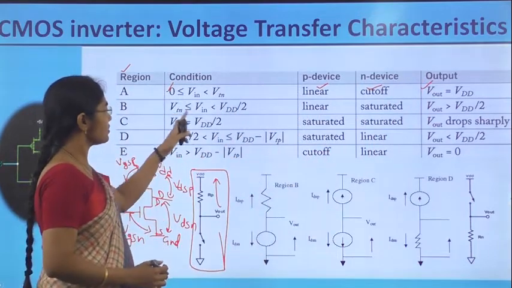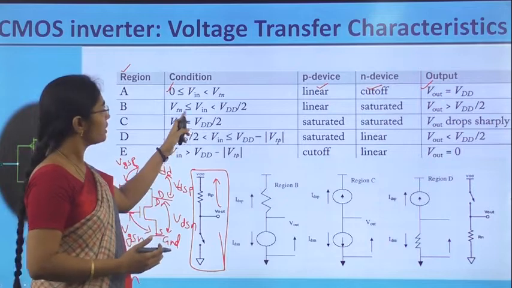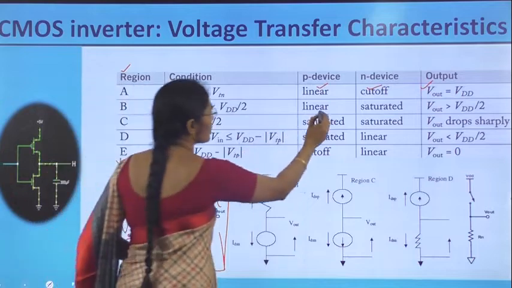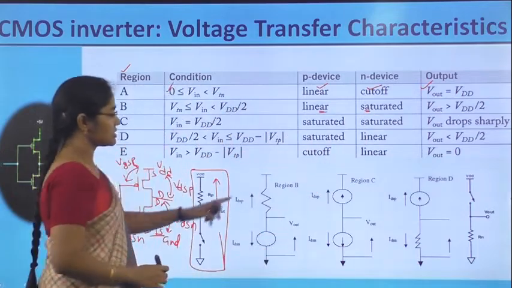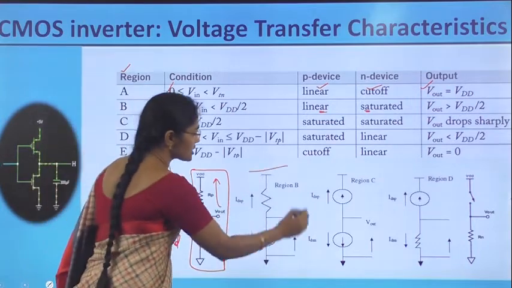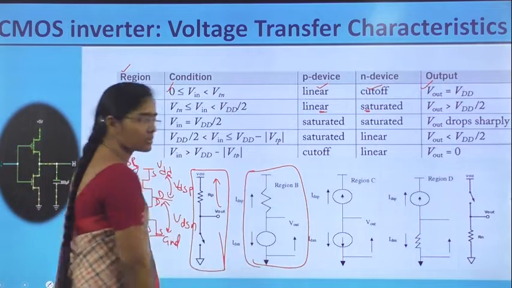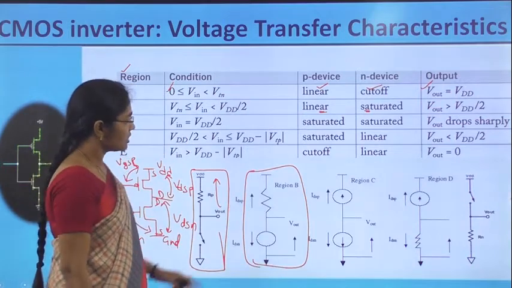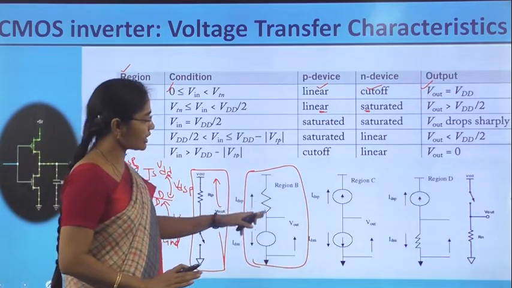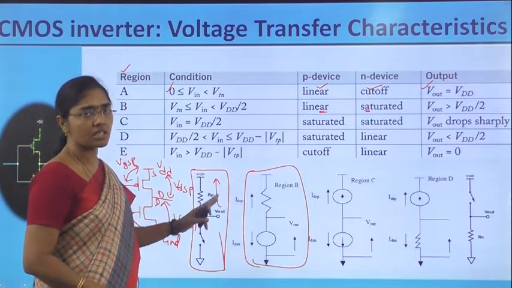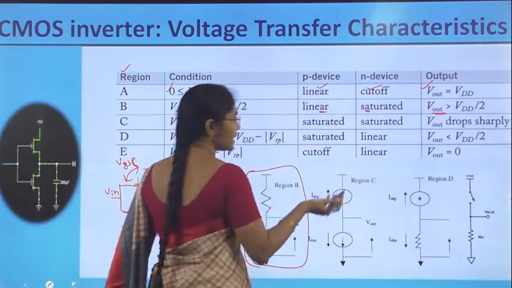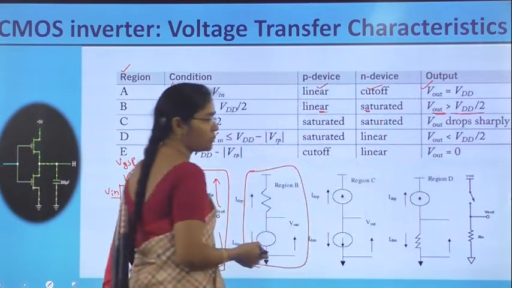Then in the second case, Vin is slightly greater than VTN but less than VDD by 2. Both transistors are on, PMOS is in resistive or linear mode, and NMOS is in saturation mode. The equivalent circuit for region B is like this. Since both are on, current is non-zero and the output is reduced from the previous case, which was equal to VDD. So the output is less than VDD and greater than VDD by 2.